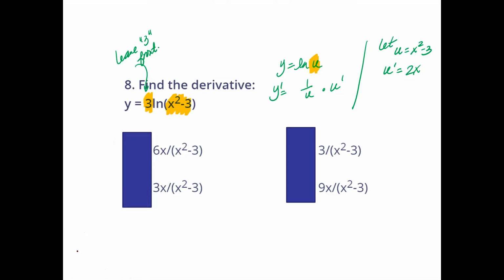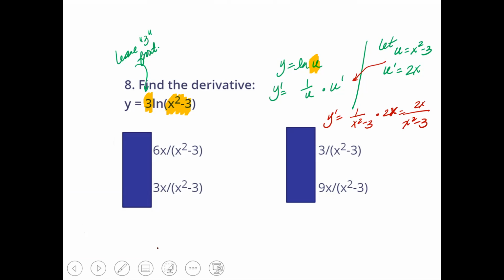So I'm going to plug that back into this formula. y prime equals 1 over u times u prime. And unfortunately, with this one, that's different from the last one, you can't cancel this x with the x squared because this x squared is minus a 3. So unless it's a product and it's factored out, you can't just eliminate it. So your answer is just 2x over x squared minus 3. And I don't see the answer here. Why don't I see the answer?